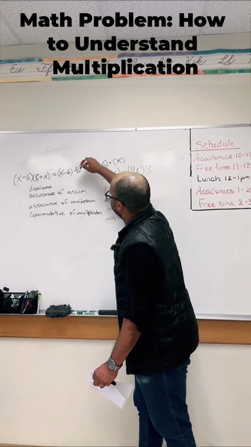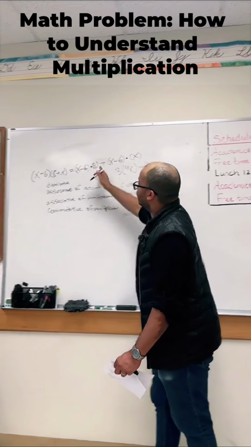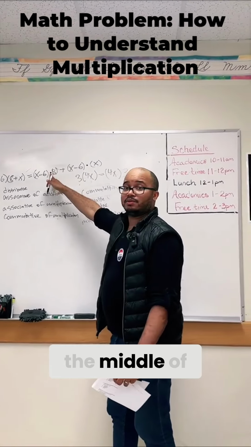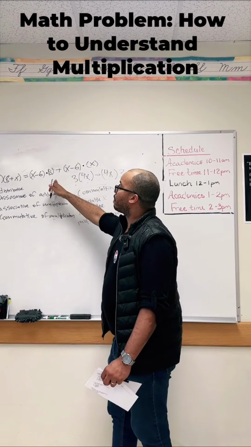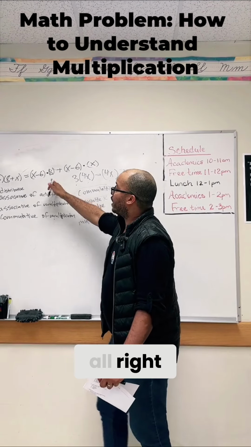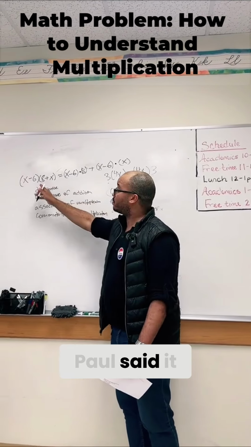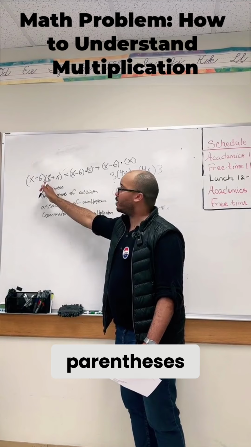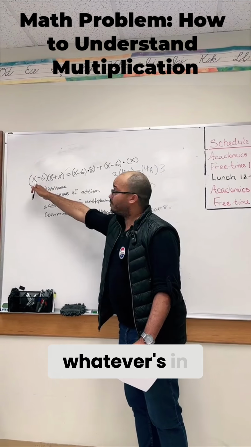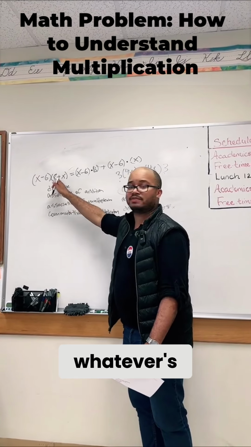So you need to know that this dot in the middle of two terms means multiply. All right? And you also need to know, and Mr. Paul said it before, if you have two parentheses or something in front of the parentheses, we have to multiply. So we know that whatever's in here is being multiplied by whatever's in here.